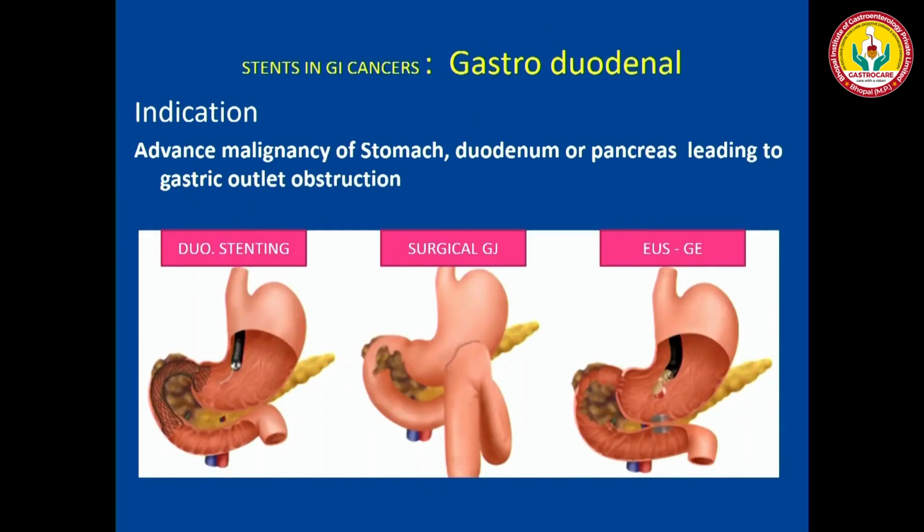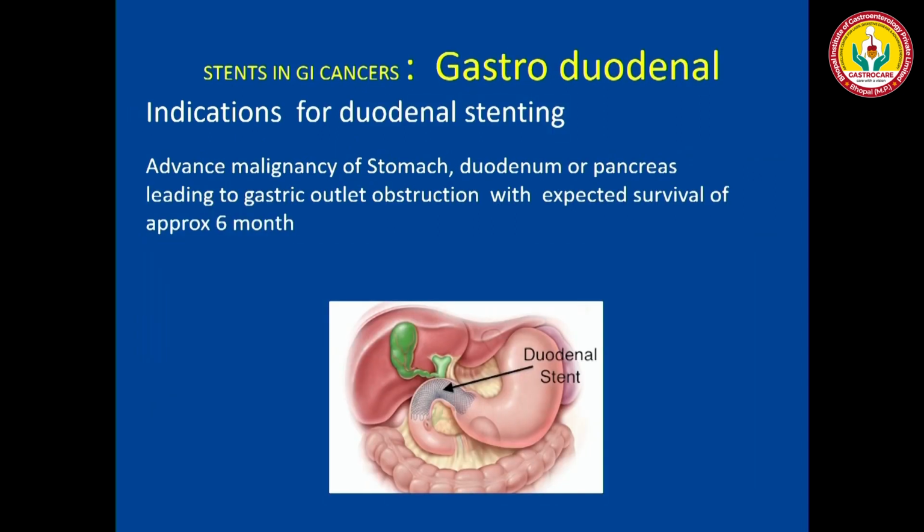In a patient who has gastroduodenal malignancy, there can be different modes of palliation. In advanced malignancy, it can be duodenal stenting, surgical gastrojejunostomy, or endoscopic ultrasound guided gastroenterostomy. Putting in a duodenal stent is the simplest procedure you can perform. You simply put a stent. Every gastroenterologist is expert in putting a duodenal stent. Simple procedure, hardly any complication. So for all patients who have an expected survival of approximately 6 months, you can go for simple duodenal stenting.